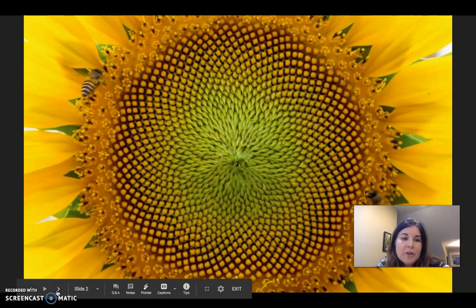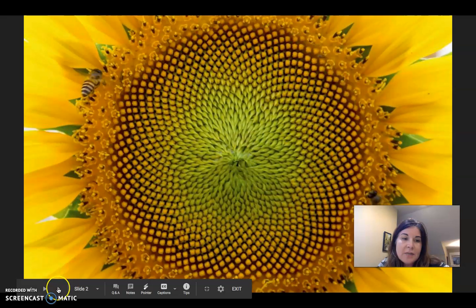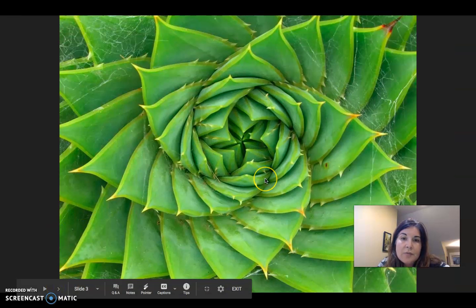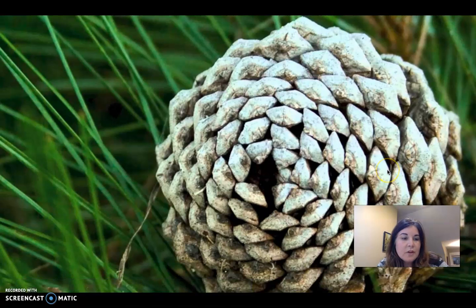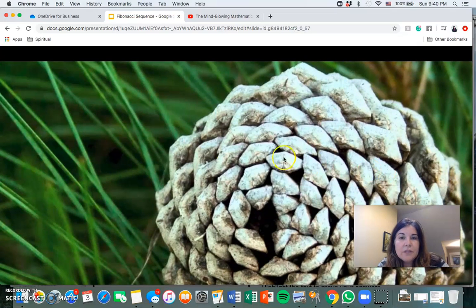Another example of how you can see this sequence, and it's actually called the Fibonacci sequence, named after a mathematician whose name was Fibonacci. This is a succulent, and it starts out tight in the middle, and it spirals out and expands with more space. And in a pine cone, the way pine cones are designed, you've got this spiraling pattern as well. So I'm going to show you the video.